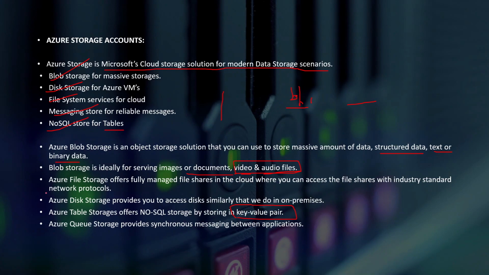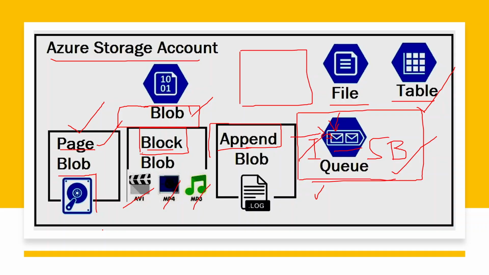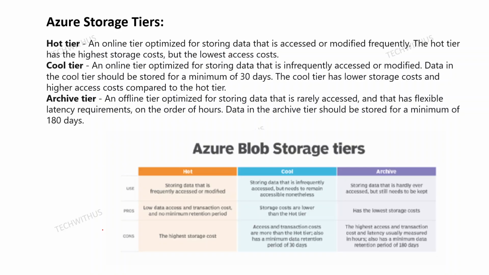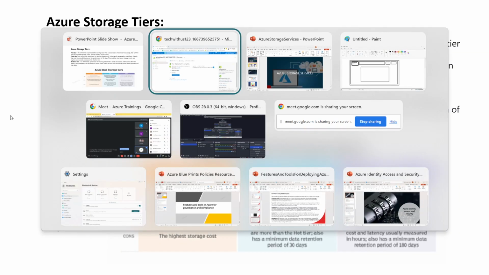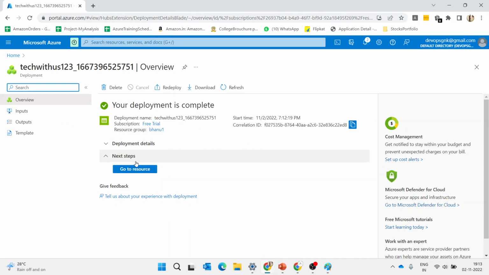logging purposes. Coming to the other storages, file storage stores file shares with industry standard protocols. If you want to store on-premises data, we can use disk storage. If you want to synchronize messages between applications, we can use queue storage. These are the different types of storages we'll be using. And if I go back to my portal, my storage account is ready now.